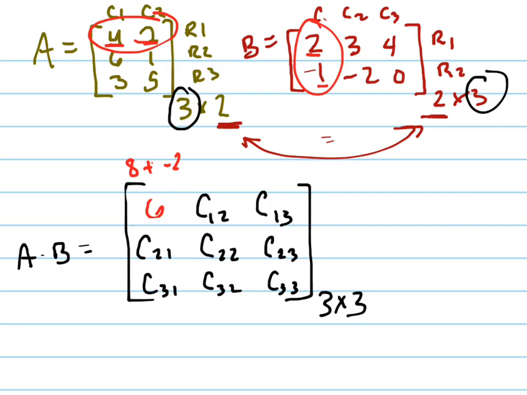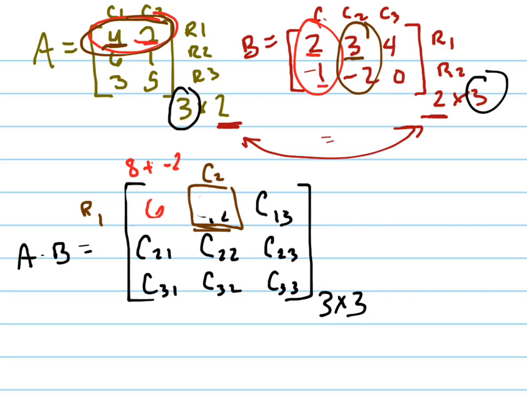So let me try another one. I'll change the color on it here. This is row 1, column 2. Row 1, column 2 would go right there. It's in row 1 and it's in column 2, so it goes in the intersection of those two. And it's 4 times 3, which is 12, plus 2 times negative 2, which is negative 4. 12 plus a negative 4 is positive 8. This is positive 8.